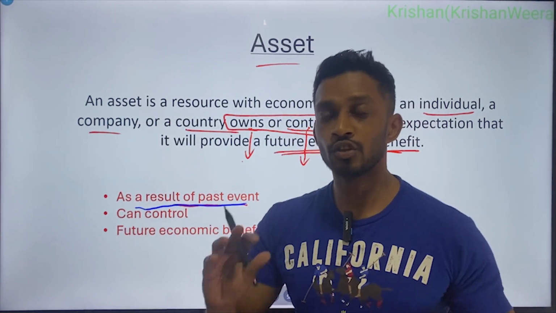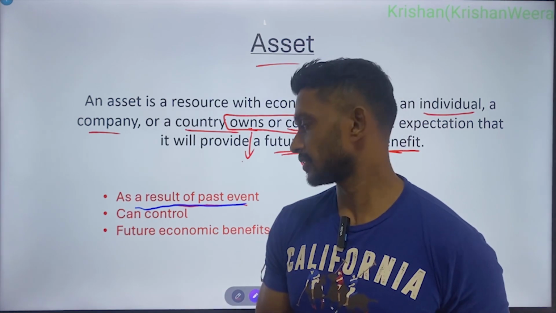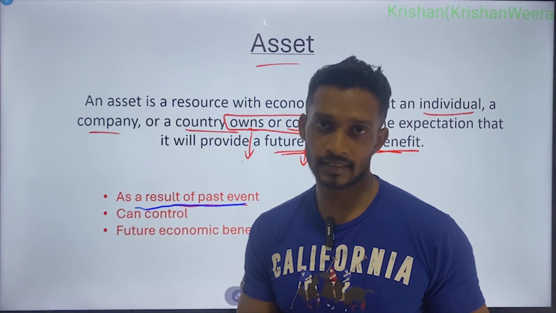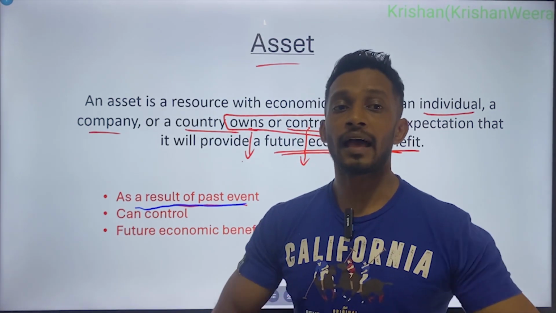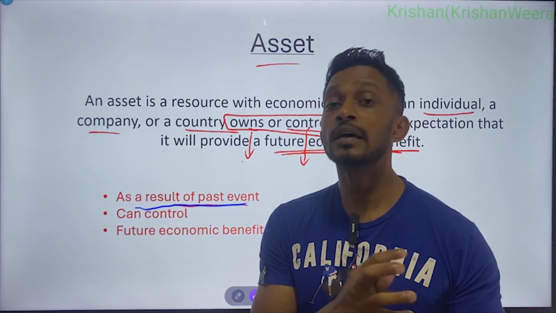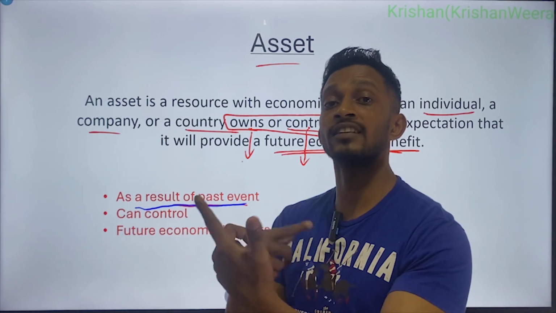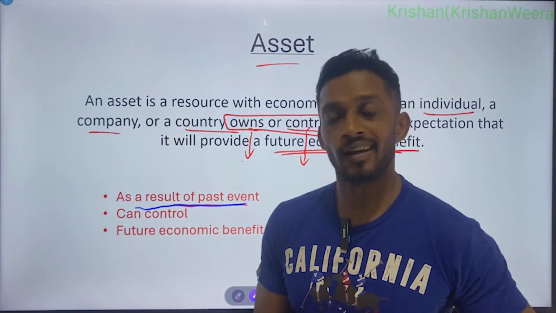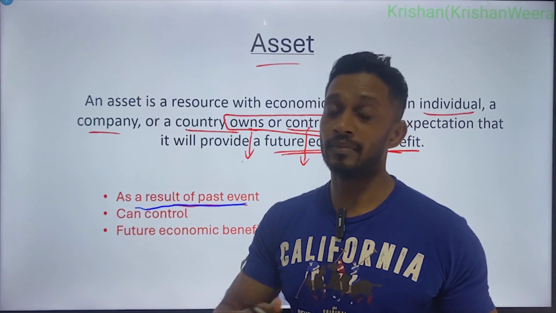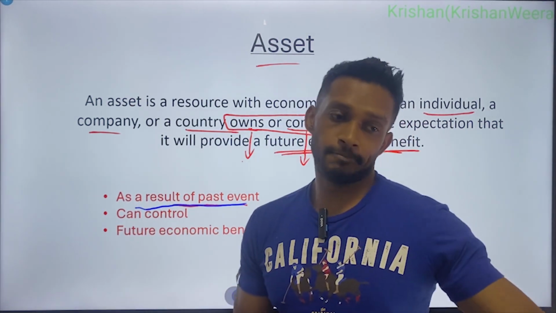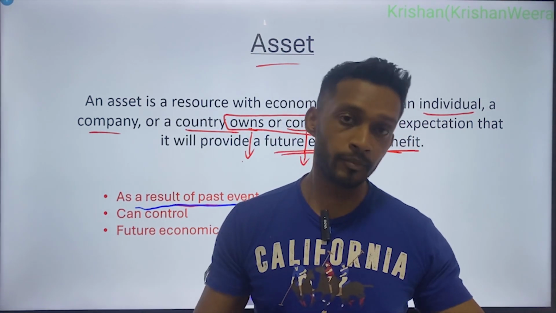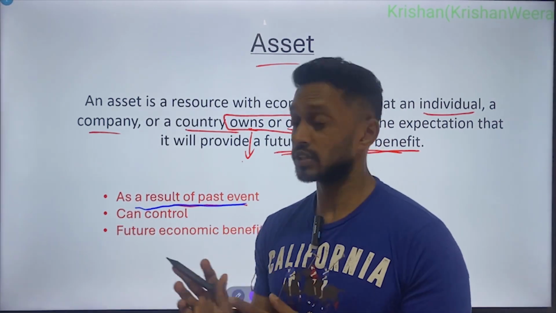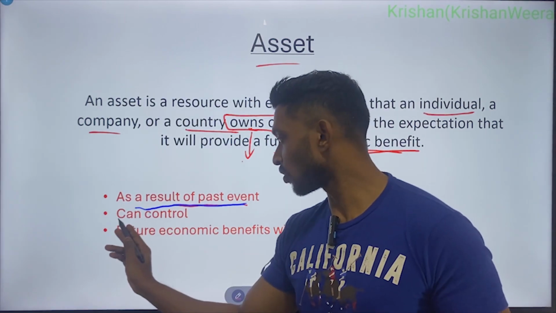Imagine you have a building, that's an asset. Sometimes you might purchase that asset, so it came to you through a purchase transaction. Sometimes you can exchange assets: you can give your land to someone and get the building. Likewise, you can exchange not only buildings and land, but sometimes tables, computers, whatever. You get that through a past event and can control that asset.